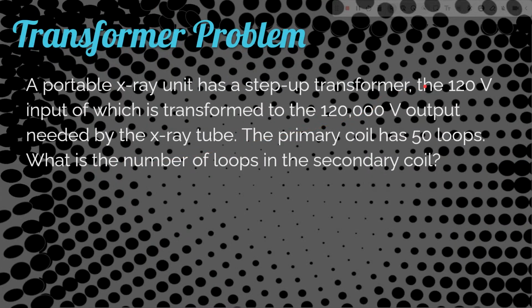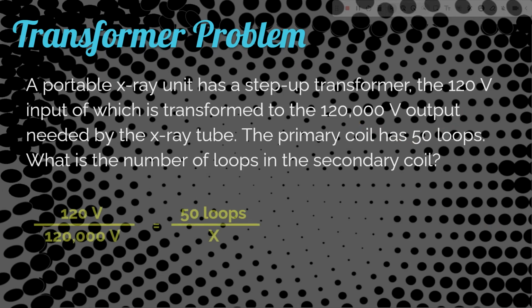A portable X-ray unit has a step-up transformer, the 120 volt input of which is transformed to the 120,000 volt output needed by an X-ray tube. The primary coil has 50 loops. What is the number of loops in the secondary coil? If you're trying to step up your voltage from 120 to 120,000, that's 1,000 times more voltage. You're going to need 1,000 times more loops.